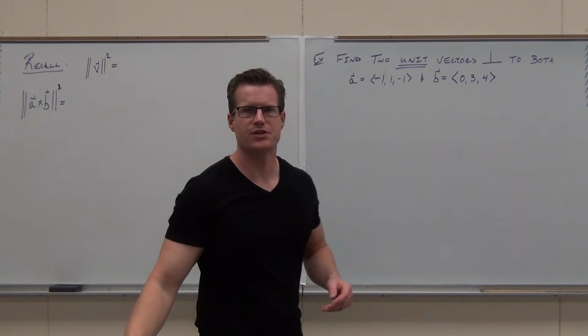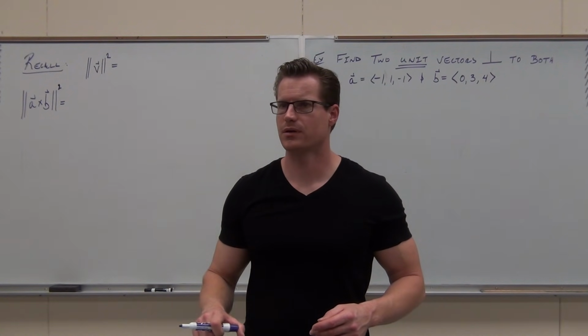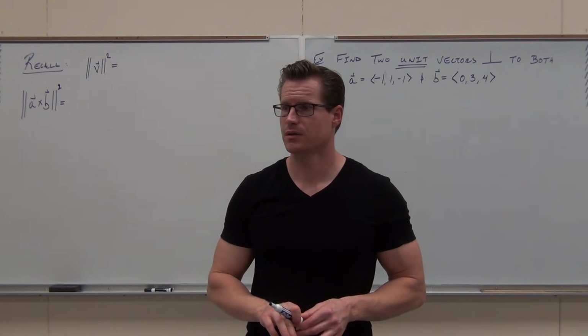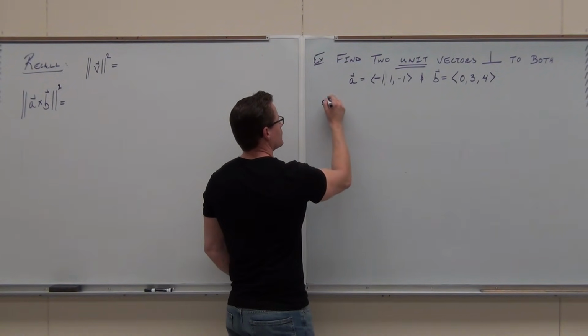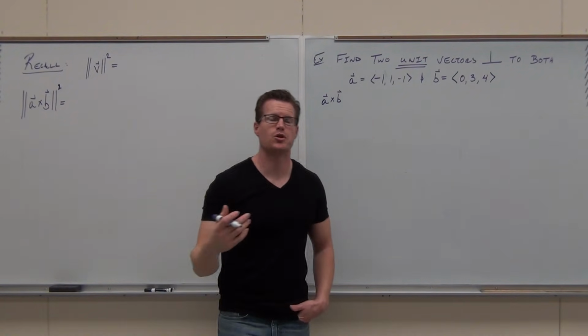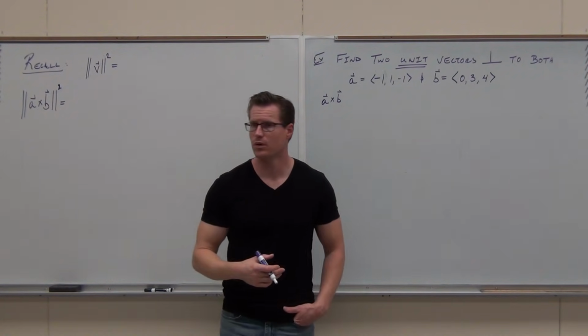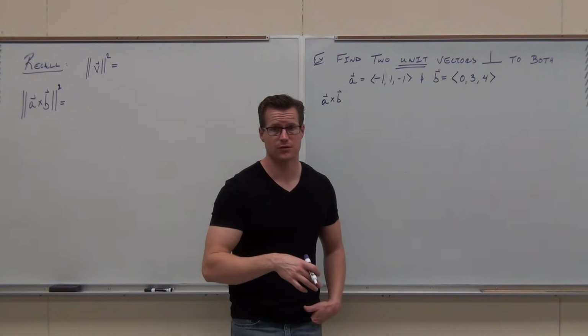How far are you at? Have you set up the matrix yet? It's going to let you solve that. Have you found the cross product of these things? Good. When we're asking for a vector that's perpendicular, orthogonal, normal to two other vectors, we are asking for a cross product. That's all we're asking for.